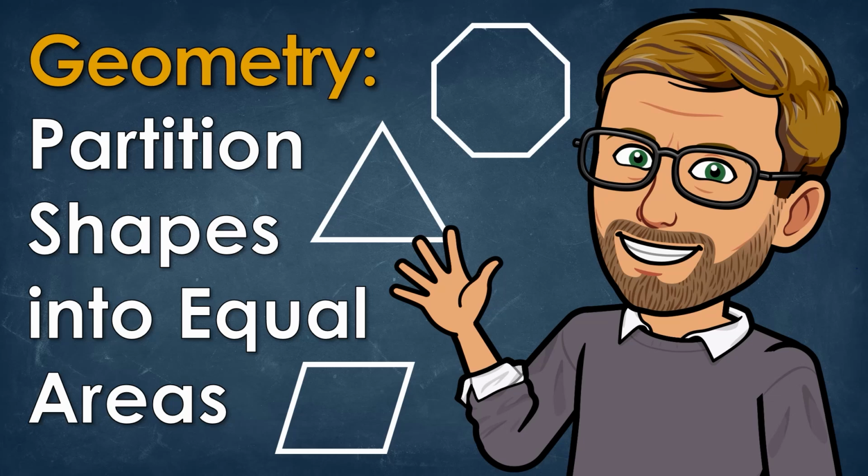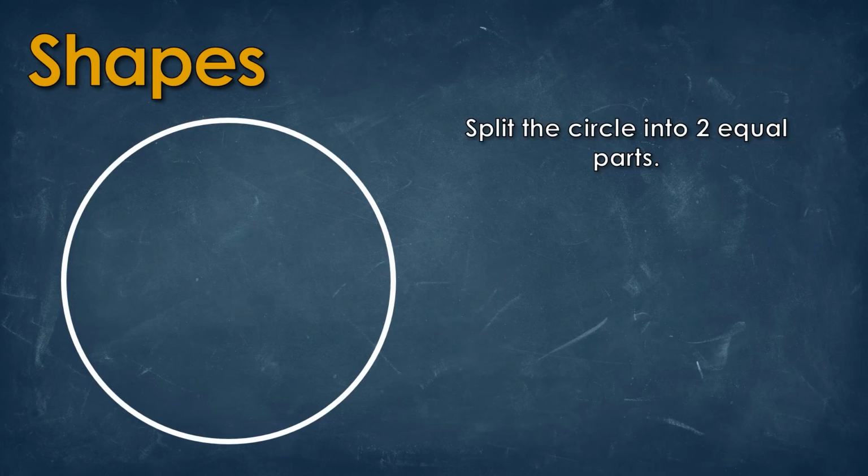In this video, we're going to learn about partitioning shapes into equal areas. So let's take a look at this one. For each shape, we can split it into different parts, and we want to split it into equal parts. For instance, say we have a circle, and we want to partition it, or cut it, into two equal parts. What we would do is just run a line down the center.